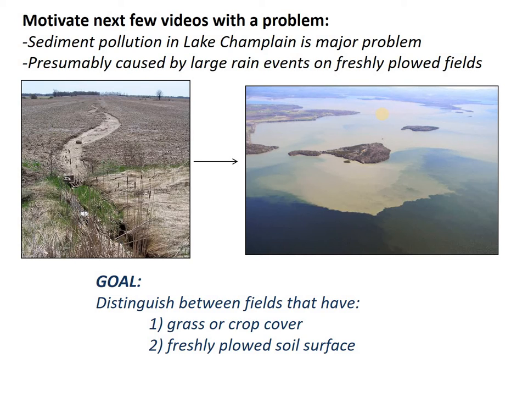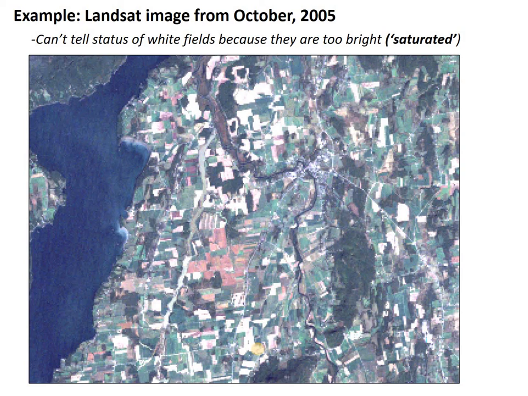And as people try to manage this, one idea is actually to monitor farm fields and their status using remote sensing. So you could imagine you might want to be able to distinguish between farm fields that are covered by grass or crops and farm fields that might be freshly plowed and more vulnerable to runoff during a big storm event. So we'll run with that idea.